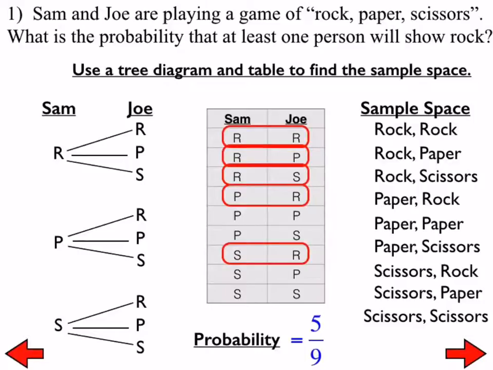Very important to make sure that we get our sample space, no matter which method we used. And some of you, I know, can just jump straight to the sample space, and that's fine. Just be careful if you're doing it that way. All right, so let's go to number 2.